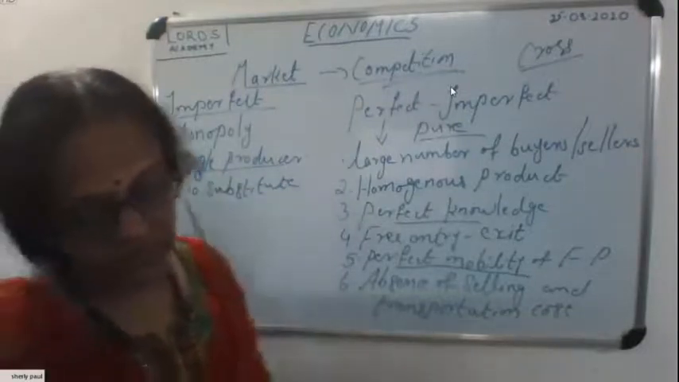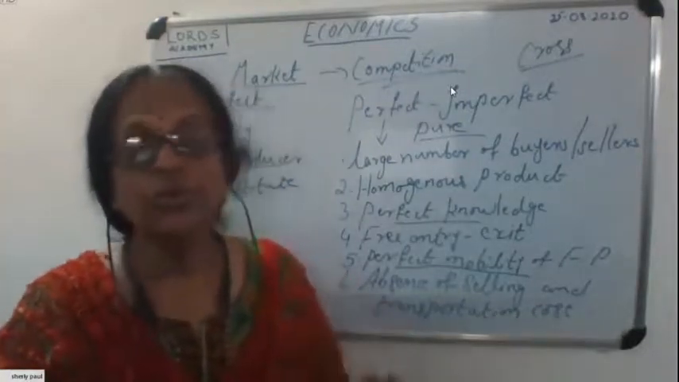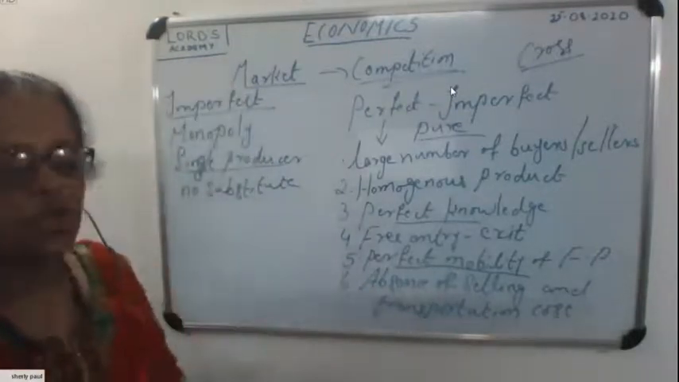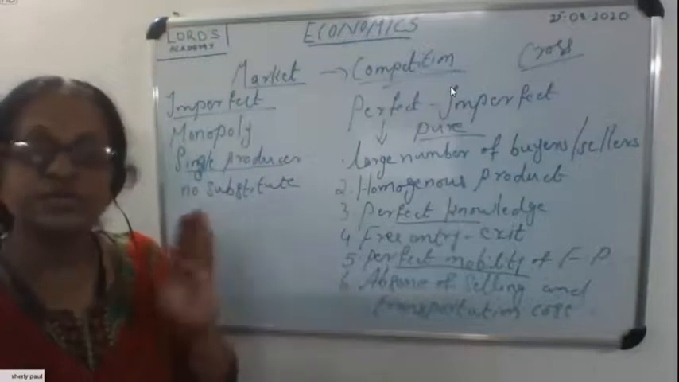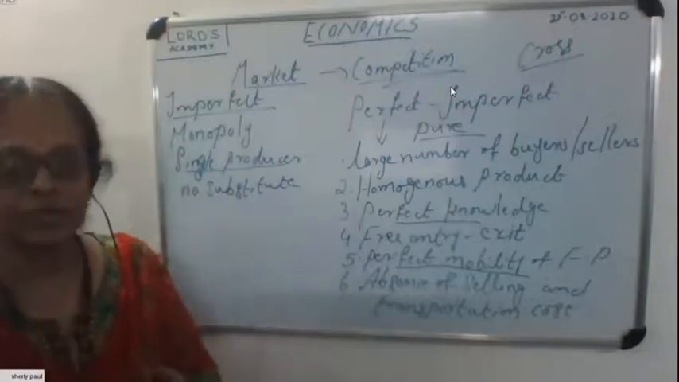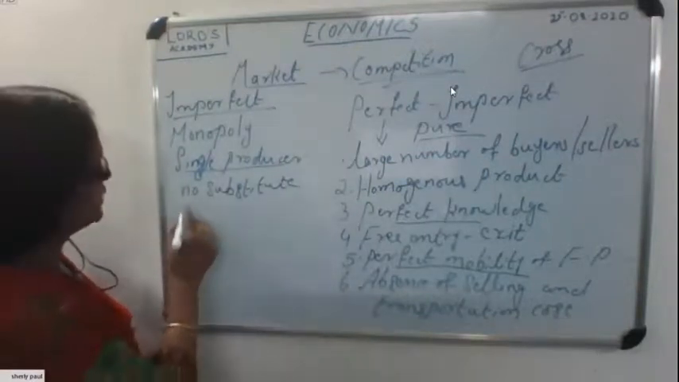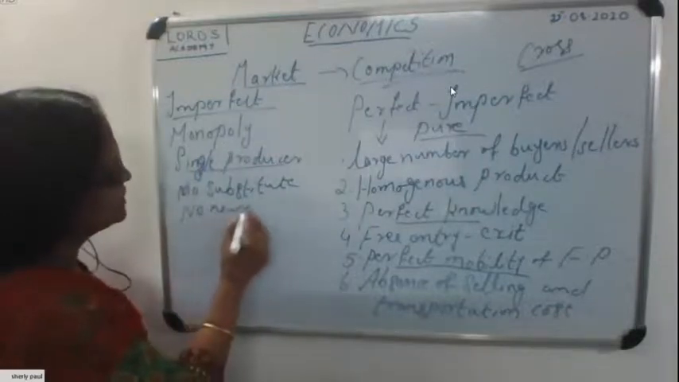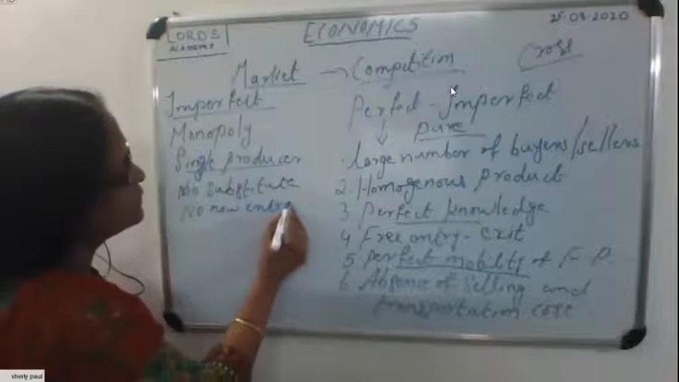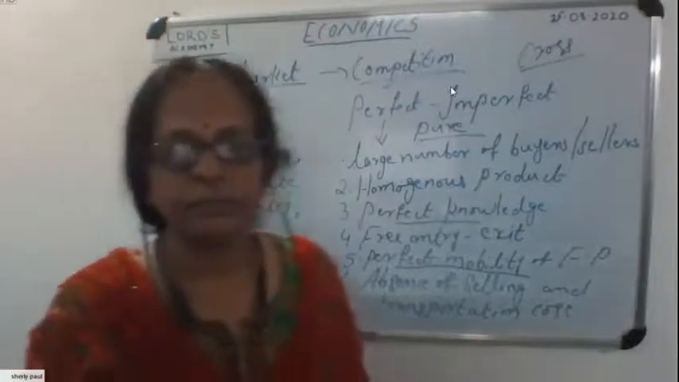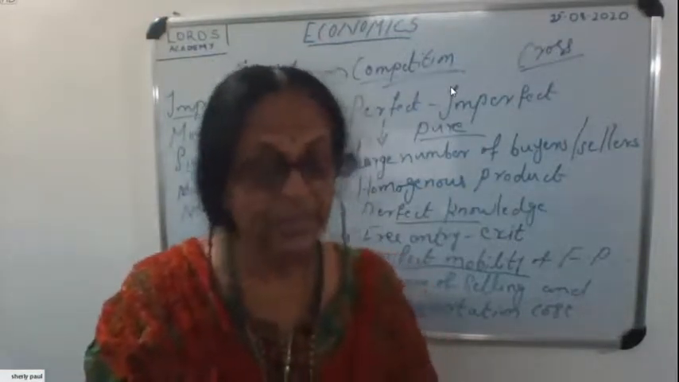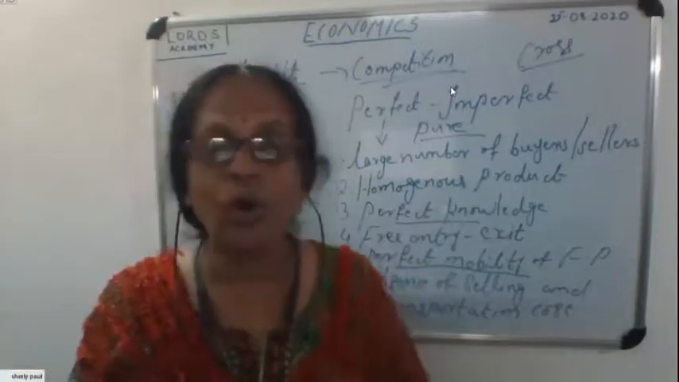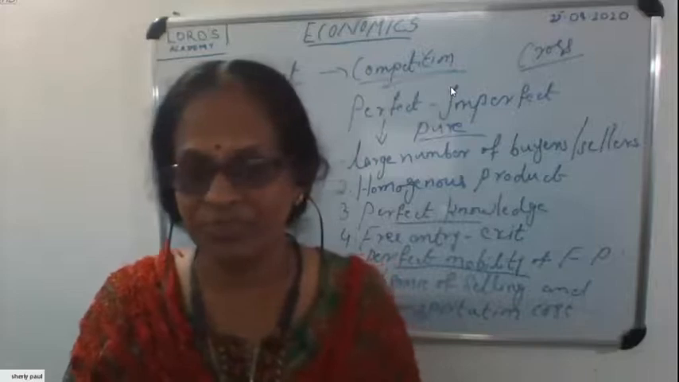Third one, no new firm can enter the market easily because there are restrictions to enter the market. No new entry to the firms. Then the fourth one is the producer has substantial control over the price of the commodity.